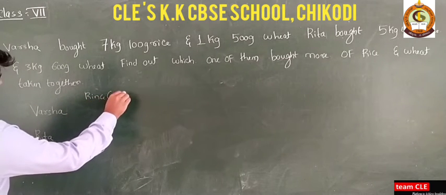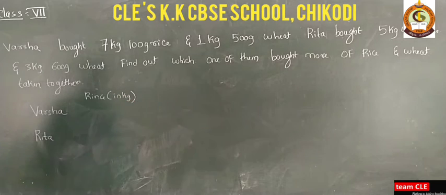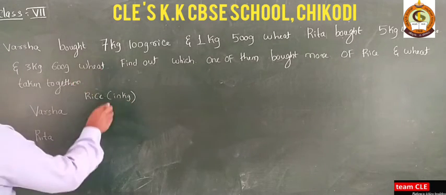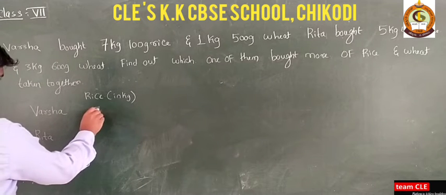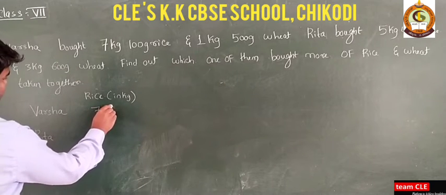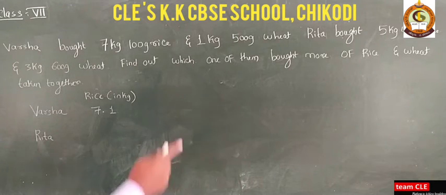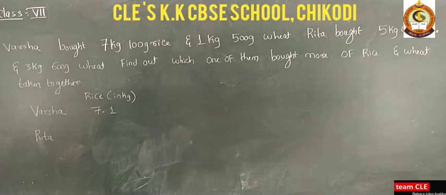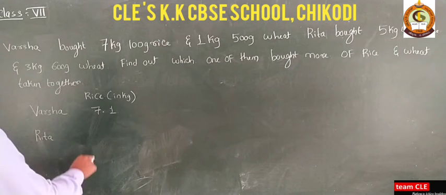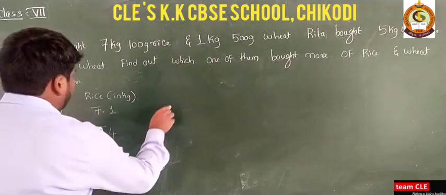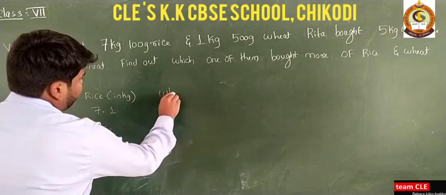Rice in kg, that is, Varsha brought rice, how much? Varsha brought 7 kg 100 gram, which means I will write 7.1. Similarly, Rita brought 5 kg 400 gram, which means I will write this as 5.4.